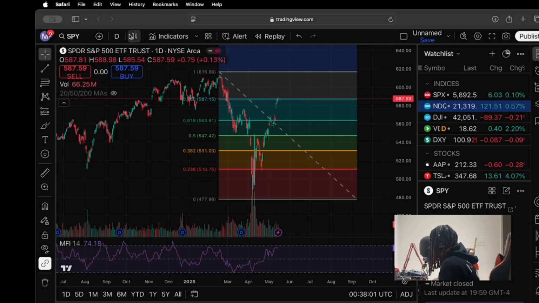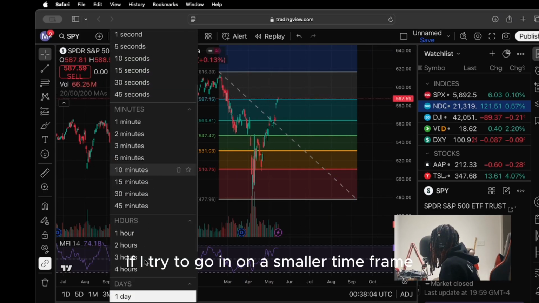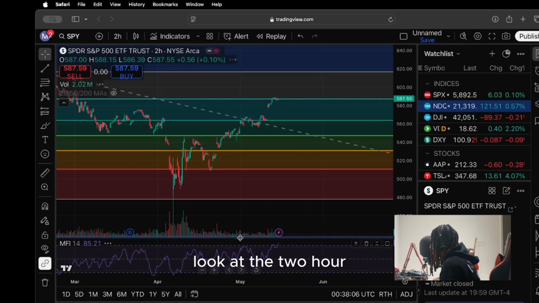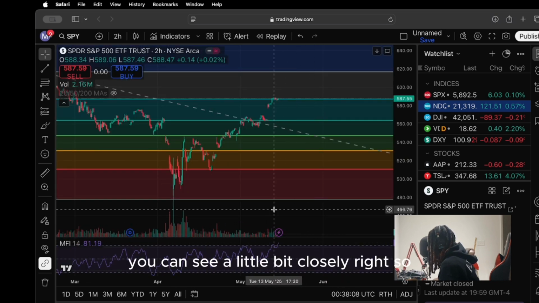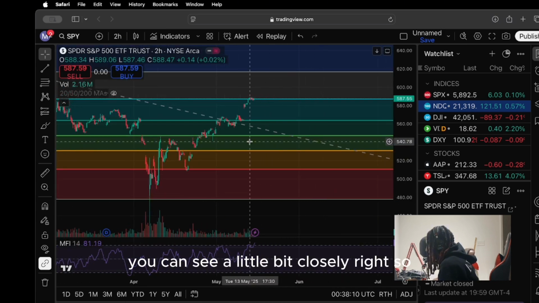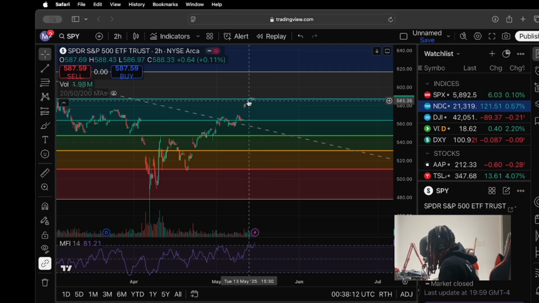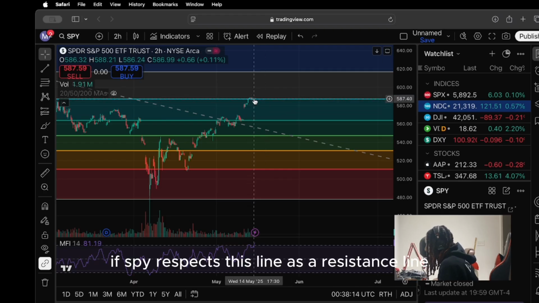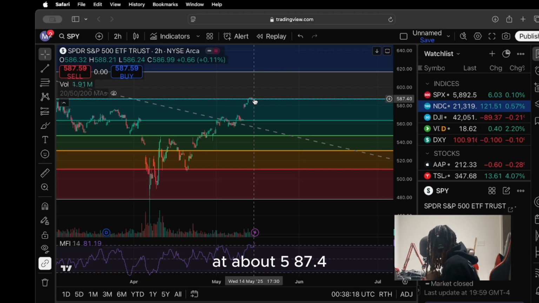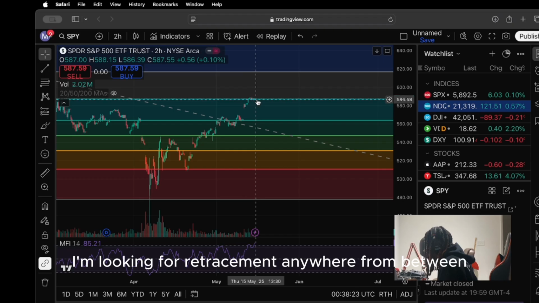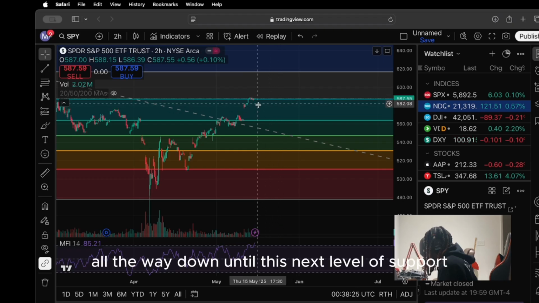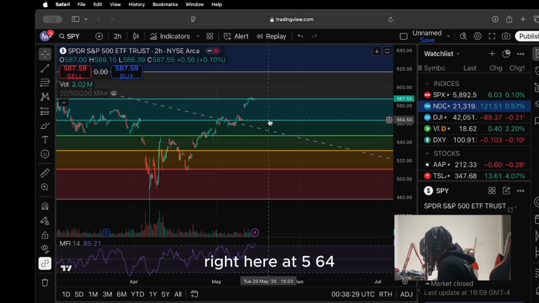So boom. If I go in on a smaller time frame, look at the 2 hour. You can see a little bit more closely, right? So if SPY respects this line as a resistance line at about 587.4, I'm looking for a retracement anywhere from here all the way down until this next level of support right here at 564.